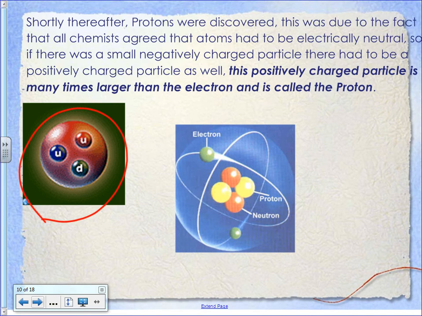Now, the other thing that people discovered was protons and neutrons were way bigger than electrons. Electrons are incredibly small, on the order of several thousand times smaller than protons and neutrons, which are also very, very small. But by comparison, neutrons and protons are gigantic compared to electrons. So the majority of an atom's mass is those two particles, protons and neutrons.